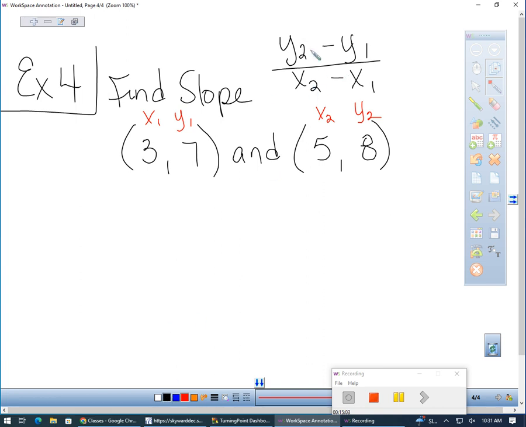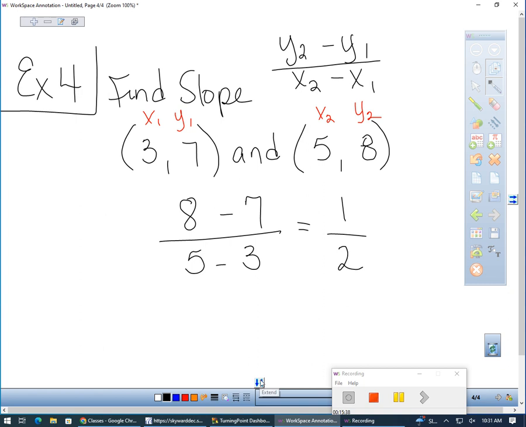So the first one that comes up is y2. Which of those four numbers is y2? 8. Very good. Minus my y1. Which number is y1? 7. Nice job. Over x2. My x2 is right here, so the number is 5 minus x1, which is 3. So my top line, 8 minus 7, is 1 over 5 minus 3, which is 2.